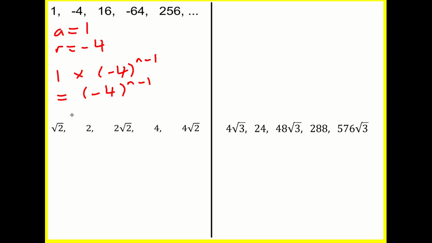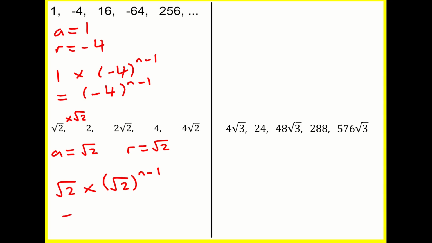For surds, I'm actually timesing by root 2 each time. So a is root 2. R is also equal to root 2. So the nth term is going to be a times r to the n minus 1. And that's actually going to nicely simplify to root 2 to the n. I would leave it like that.